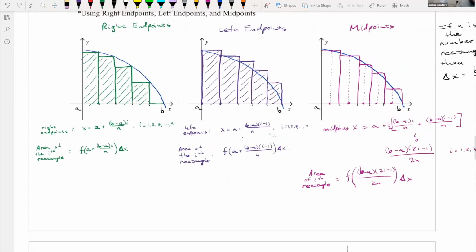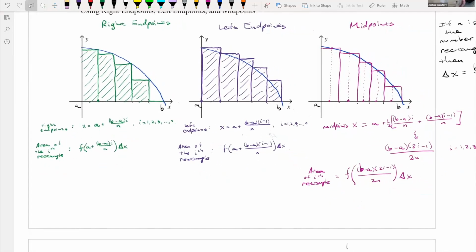Now, I mentioned midpoints very quickly. I'm not going to push those real hard in this class. I'd like us to understand right endpoints and left endpoints. And so that's what we're going to see in our next example.